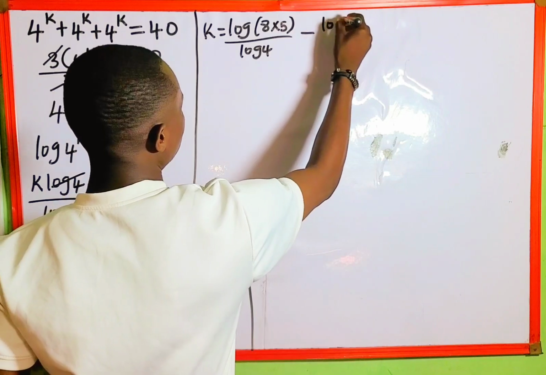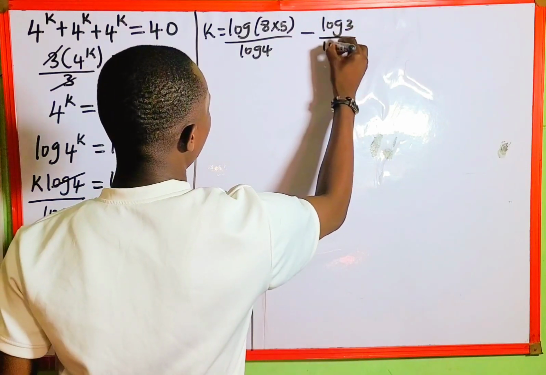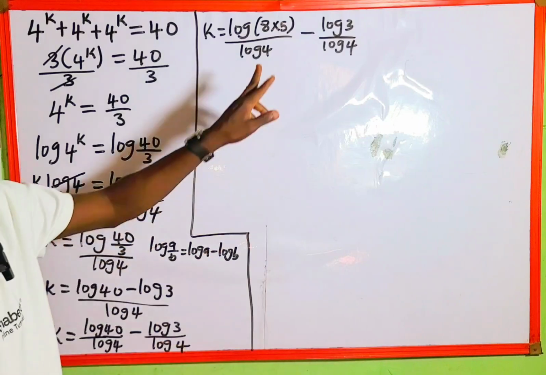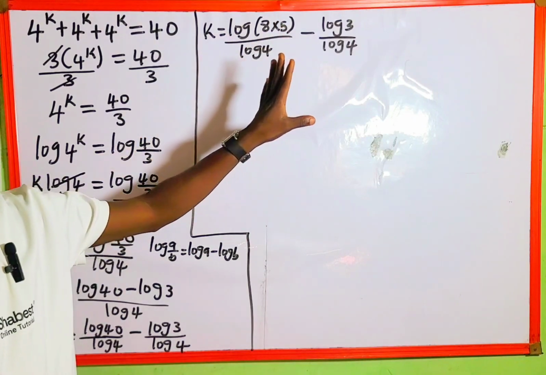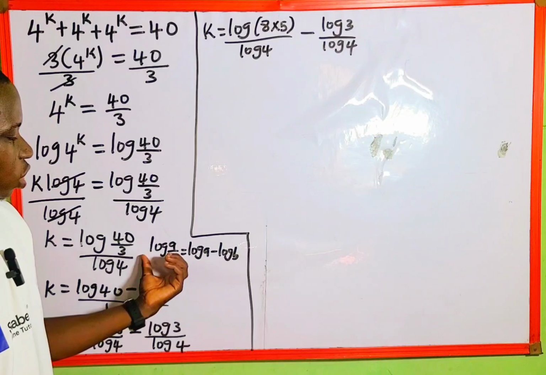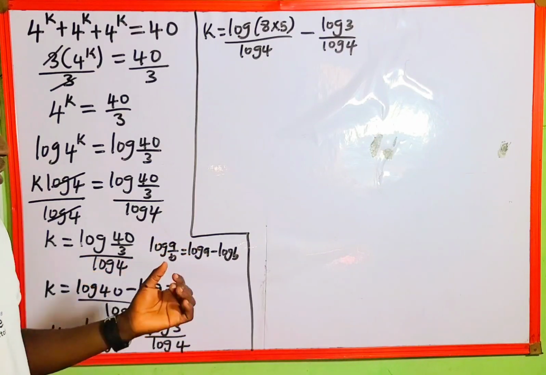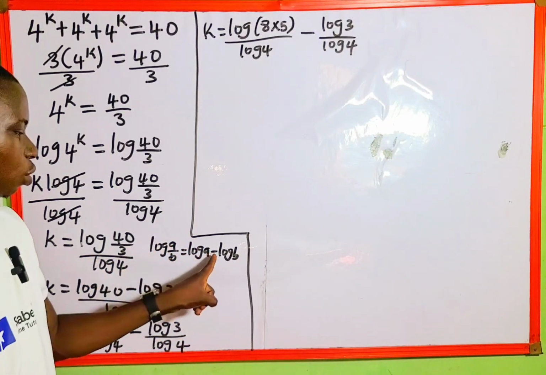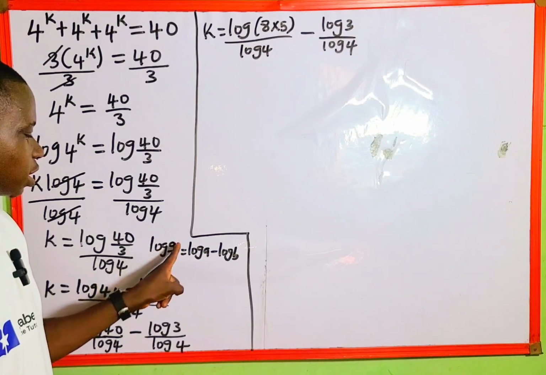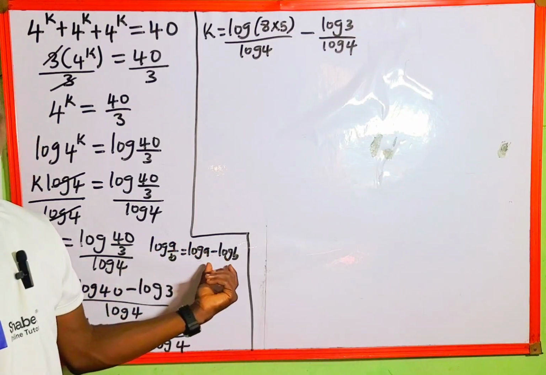So we just copy log of 3 over log of 4. Now here we are going to apply the multiplication property of logarithm. This place is division. Multiplication is just the opposite of division. When you have division, we change it to minus, and when we have multiplication, like for instance, a multiplied by b, it is going to be plus.